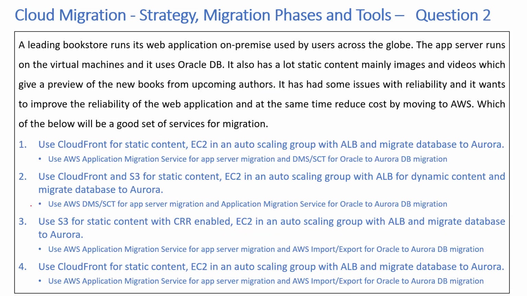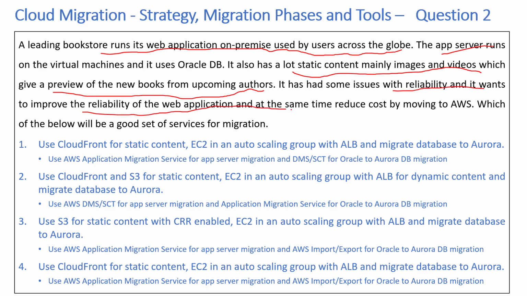Now let's look at the next question. A leading bookstore runs its web application on-premise used by users across the globe. The app server runs on virtual machines and it uses Oracle DB. It has a lot of static content, mainly images and video, which give a preview of new books from upcoming authors. It has some issues with reliability and it wants to improve reliability of the web application, at the same time reduce cost by moving to AWS. Which of the following is a good set of services for migration?